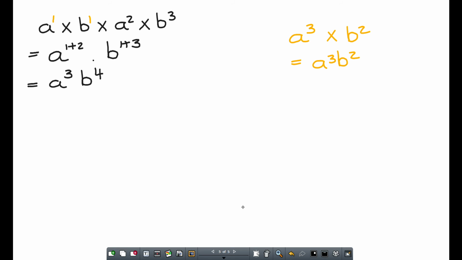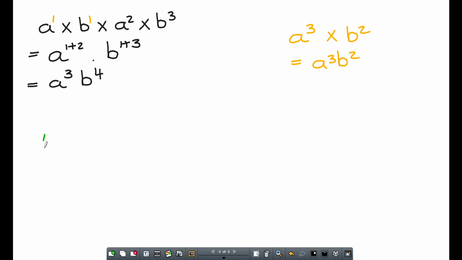Okay, so let's look at the last one. Now I am adding a coefficient. What's a coefficient again? It's the number in front of the unknown, or the variable. Good.